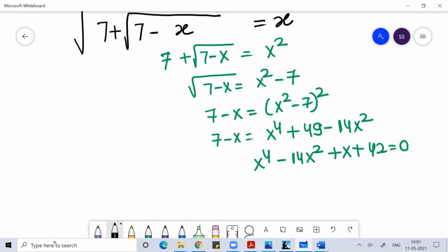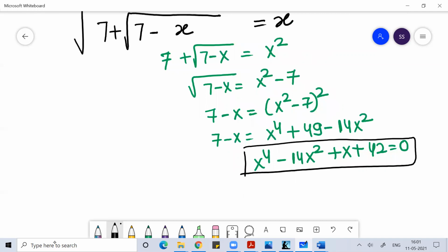Now you get a polynomial equation. This is called a biquadratic equation. Now this biquadratic equation will have four roots of x. This will cut the x-axis at 4 points. So you will get four values of x. Those four values of x you determine, I hope you remember, by using the trial and error method.